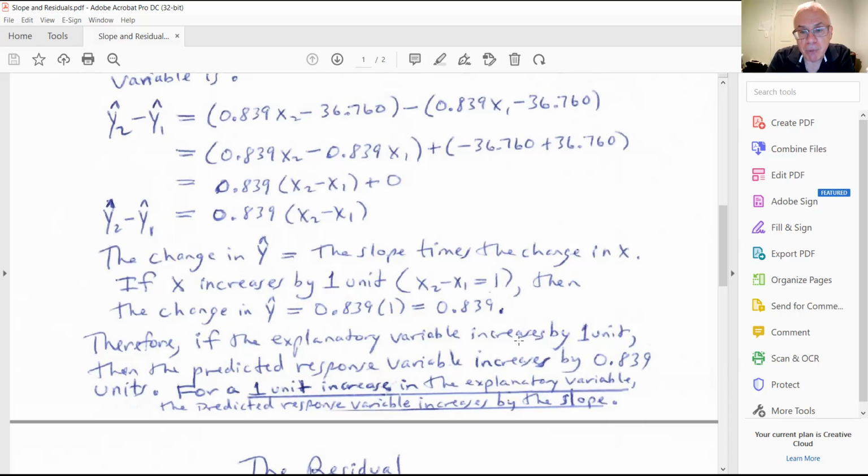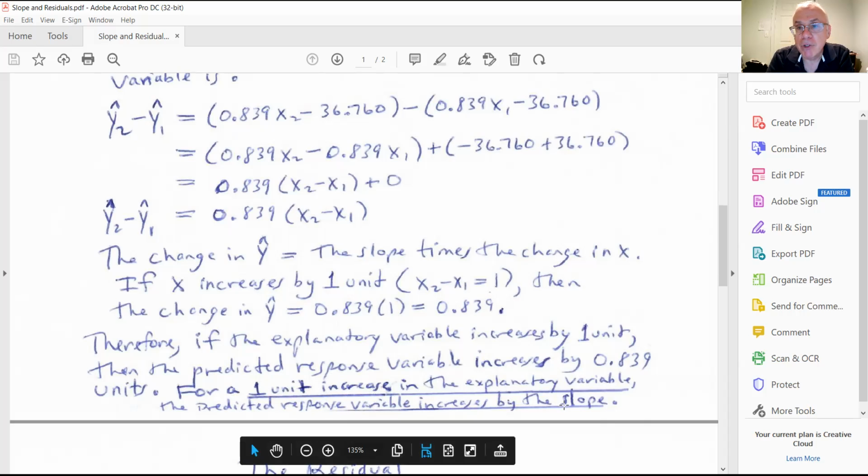Okay. So anytime we're increasing x by 1 unit, we're going to increase the y value by the slope if it's positive. Now, if the slope happens to be negative, we would say the opposite. As we increase x by 1, we would decrease by the value of the slope if the slope happens to be a negative number. Make sense? So this is the general truth of all of this. When we increase the explanatory variable by 1 unit, the predicted response variable increases by the value of the slope.